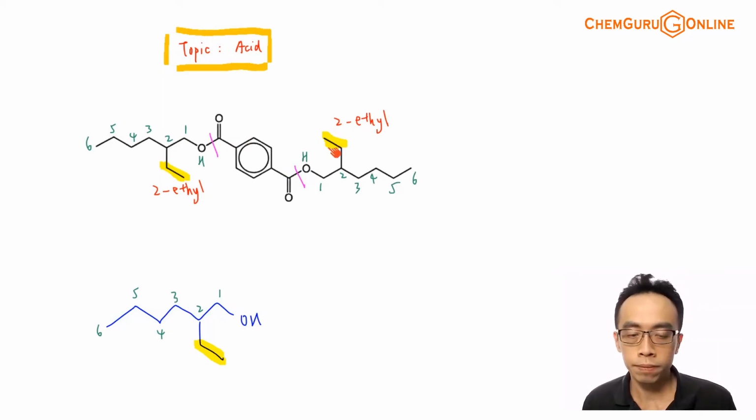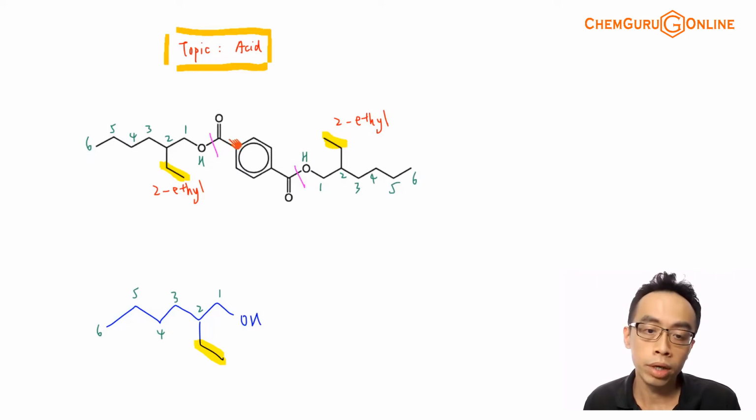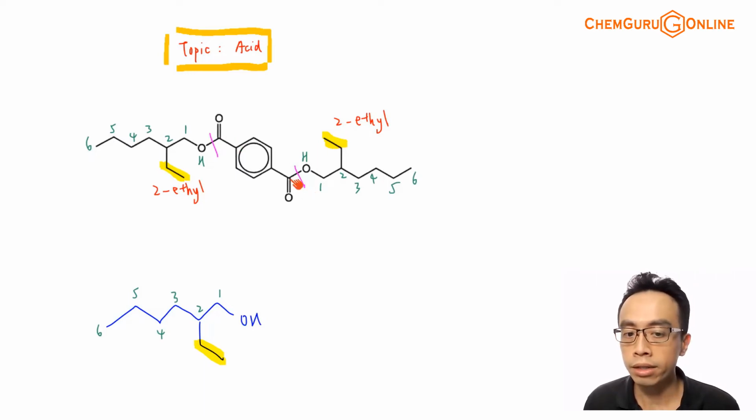Now, how about the acid portion? Obviously, this is going to be an acid group, which is essentially my benzoic acid. And I also have another acid group, which is attached to this carbon here.